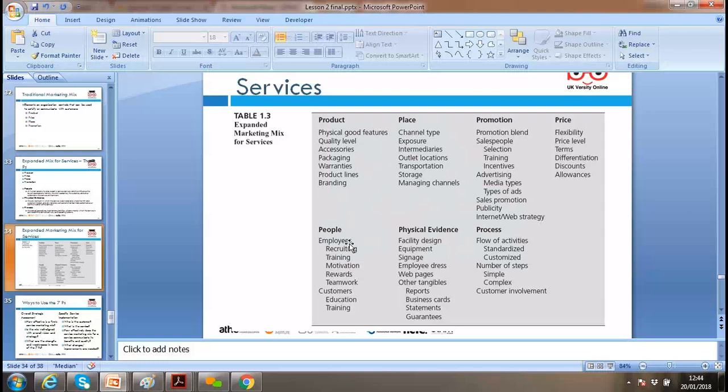And people: when we are talking about people, we're looking at recruitment, teamwork, reward, customer, and the promotion. Under promotion, of course, we're looking at where we advertise, promotion, salespeople, training, incentive, advertising, what sort of media we are using, type of ads, sales promotion, publicity, internet. So all these come under it.